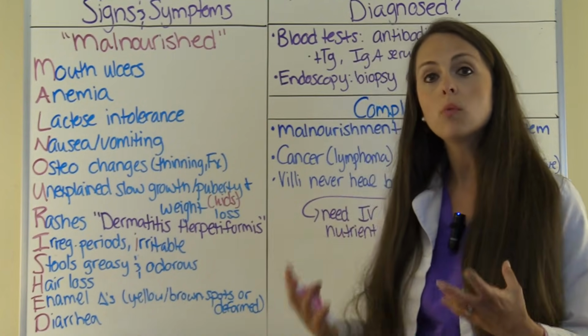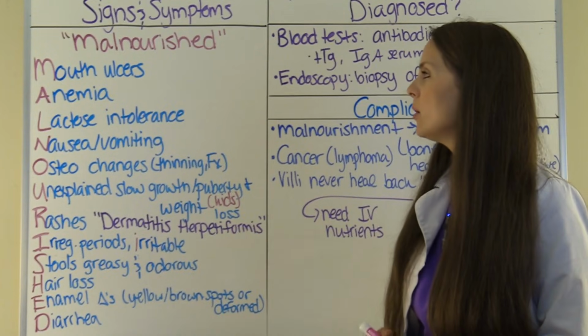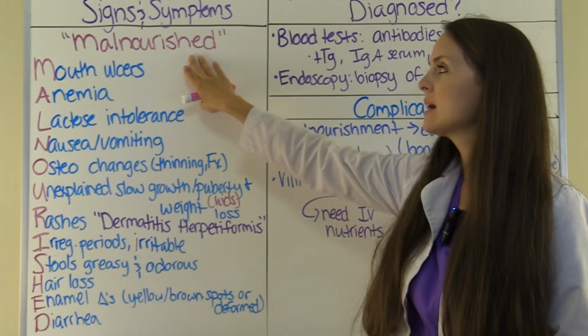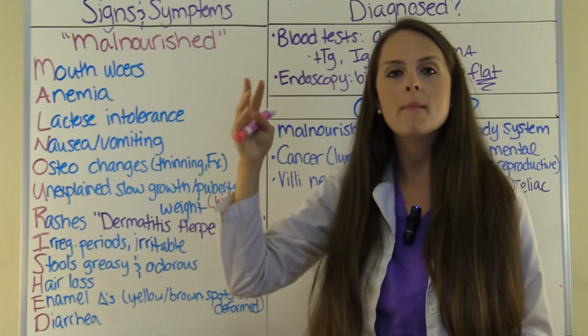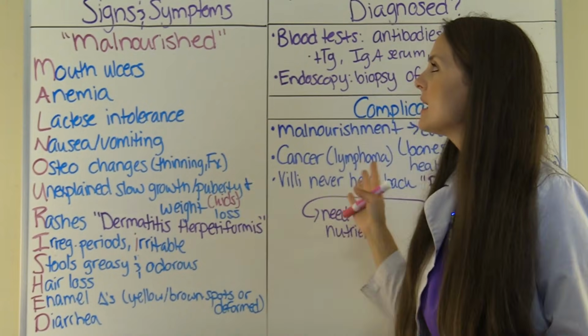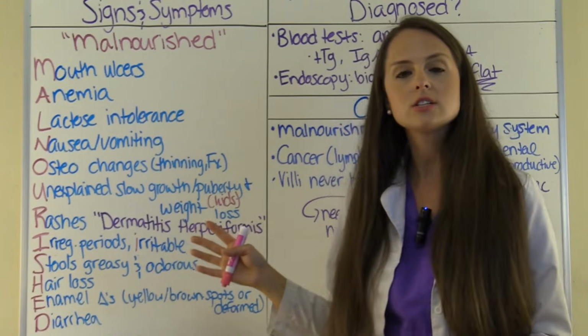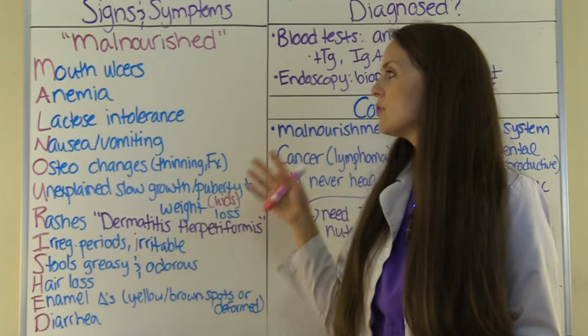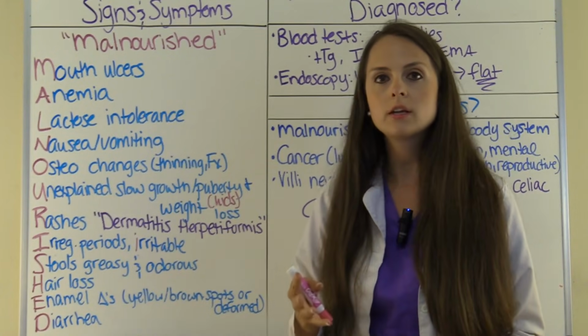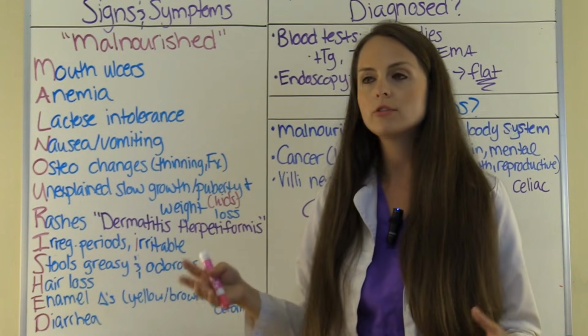Now let's look at the signs and symptoms of some things you may see in a patient with celiac disease or they may report to you. And to help you remember these signs and symptoms, remember the word malnourished, because that is the whole reason these patients are getting sick with celiac. They're malnourished. Those villi are not working appropriately. We can't absorb our nutrients.